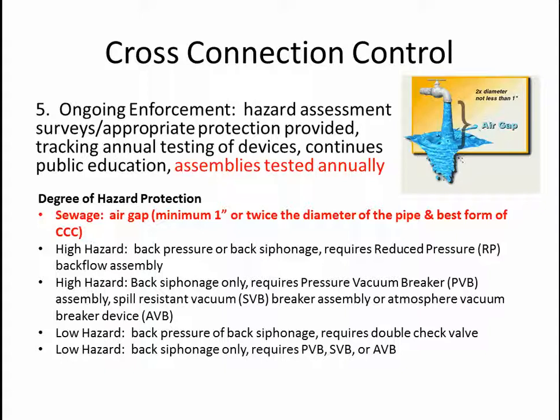There's the low hazards. If your low hazard is back pressure or back siphonage, we require the double check valve. If it's just back siphonage only, we require the PVB, the SVB, or the AVB.